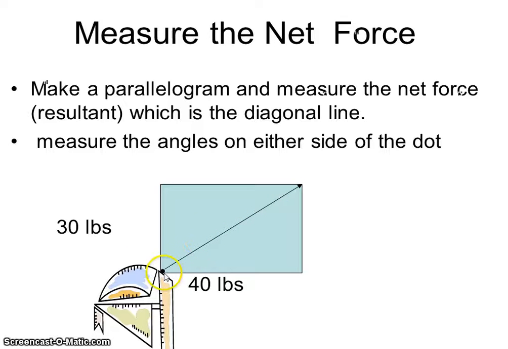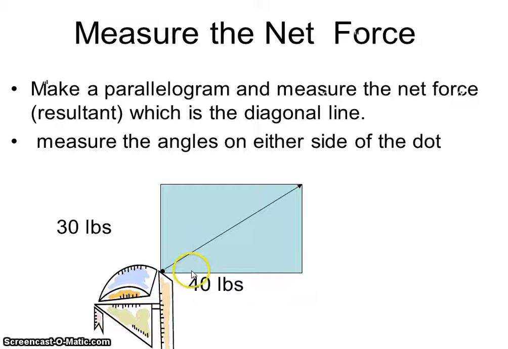And what you do is you measure that. In this case, if we were to say, okay, we use 1 centimeter equals 10 pounds, then in this case here, you would measure this to be 5 centimeters. All right, so then that means that would be 50 pounds. And then you take your protractor, measure this angle right here, and you measure this angle right here.